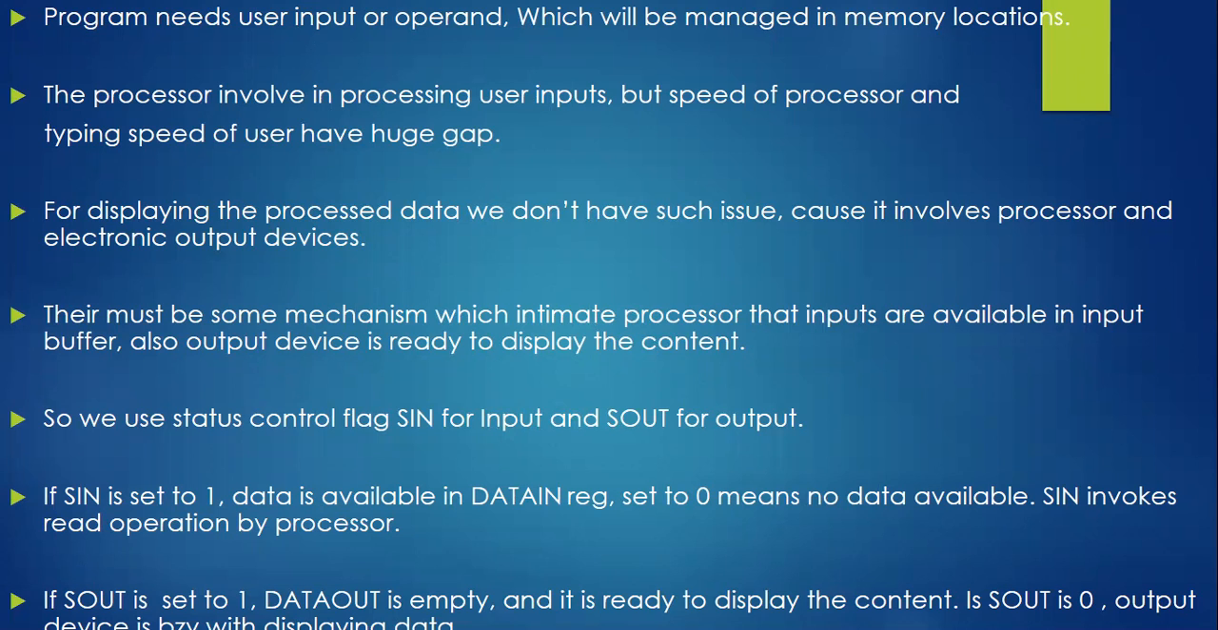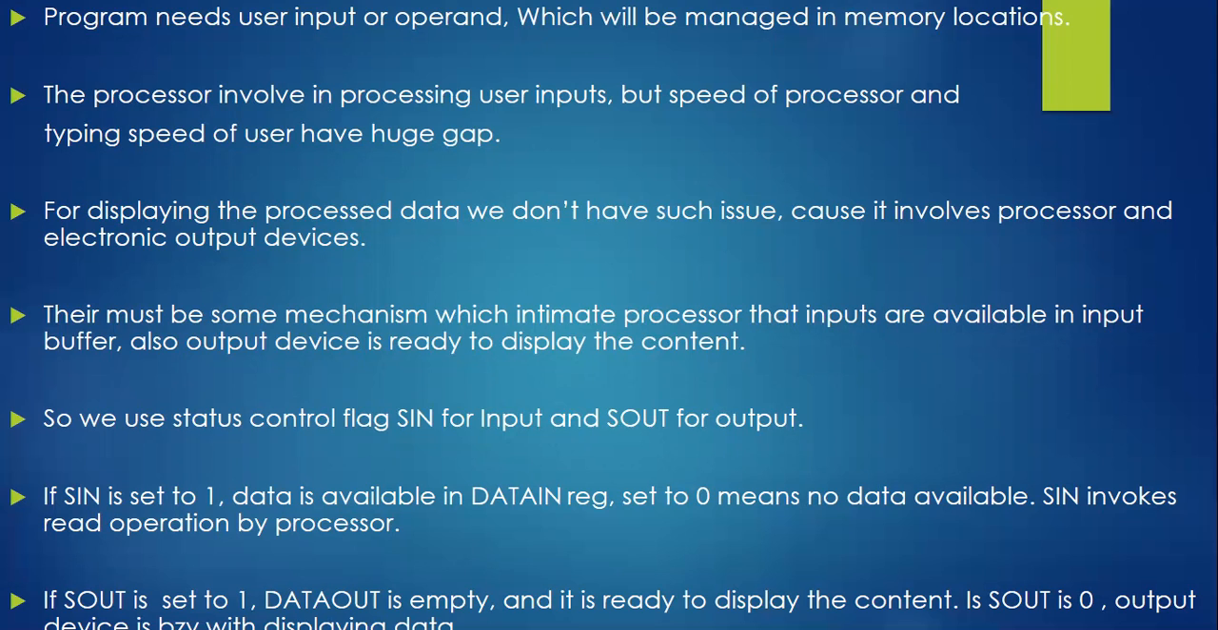But here we get a problem of the typing speed of the user and the working speed of the processor. Millions of instructions can be executed by a processor within 1 second. Then what is the typing speed of a human? Within 1 second, hardly 4 to 5 characters we can type properly. Is it right? So this is the issue that the processor is facing if we get it involved in processing the input.